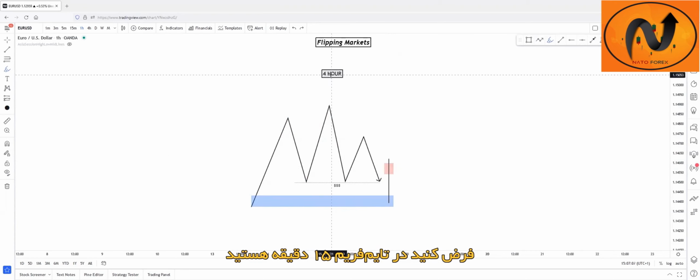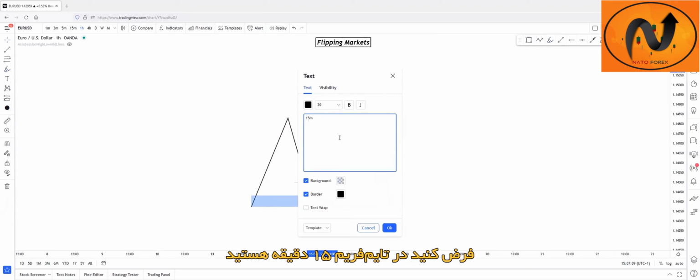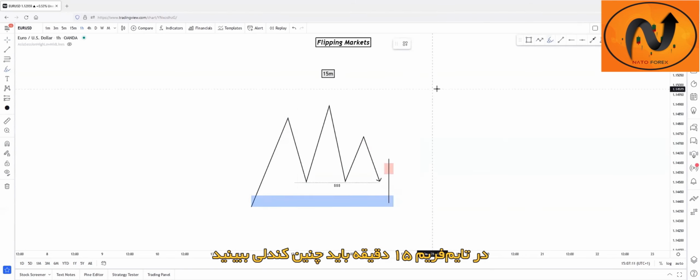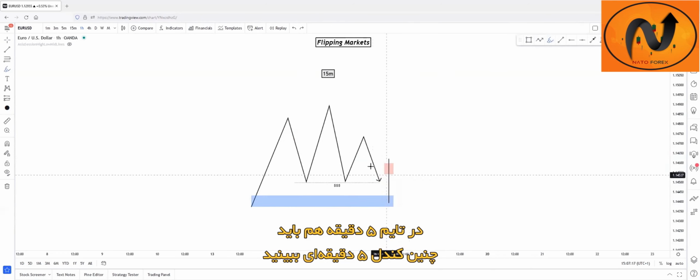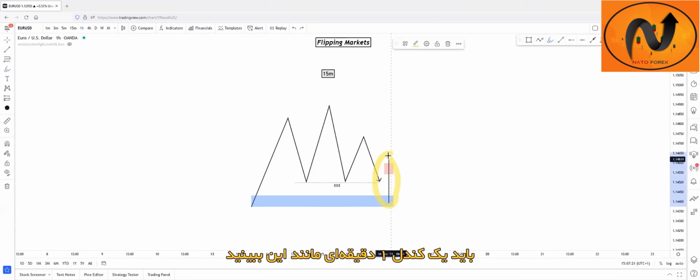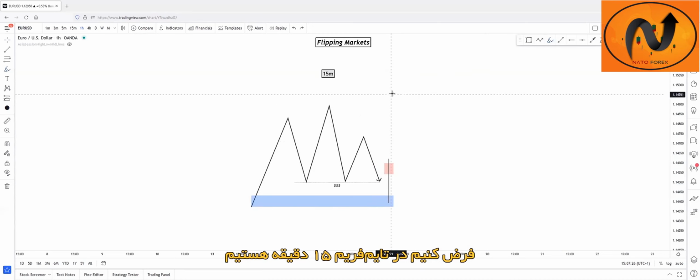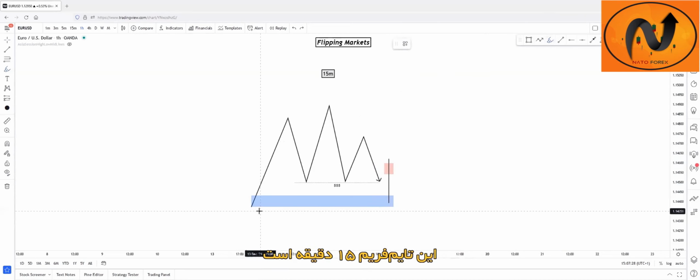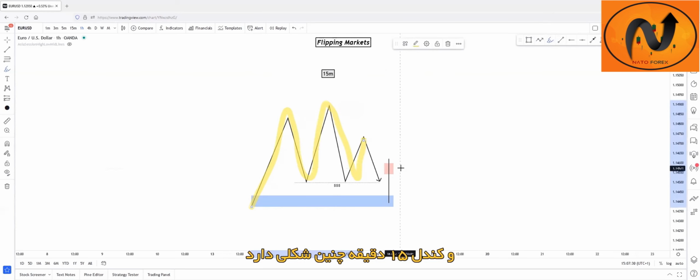So you are on the 15-minute, I will just write it, 15-minute. And in the 15-minute, you want to see a 15-minute candle do something like this. If you are on the 5-minute, you want to see a 5-minute candle do something like this. If you are on the 1-minute, you want to see a 1-minute candle do something like this. Because let's say you're on the 15-minute. So this is the 15-minute chart, and the 15-minute candle does something like this.